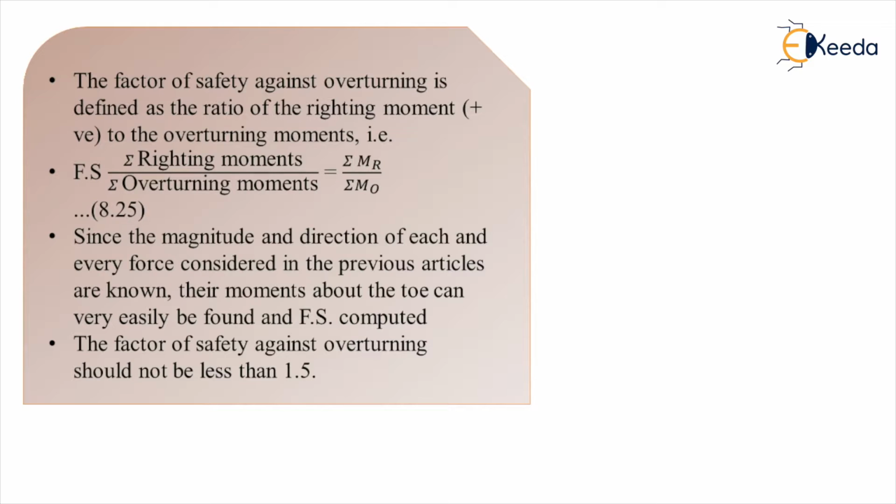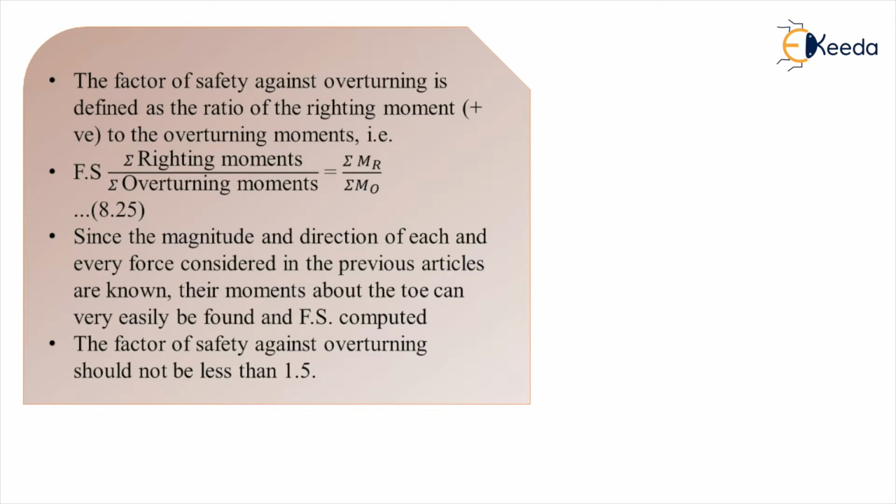Since the magnitude and the direction of each and every force considered in the previous articles are known, if we want to find the water pressure, we know that the water pressure always acts horizontally, so it is considered a horizontal pressure. Self weight is considered a vertical force. So we know the direction and magnitude of each force, and we also know the moments about the toe. We can easily find all these magnitudes according to the forces, or with respect to the center of gravity of these forces.